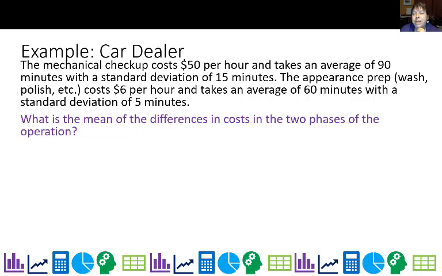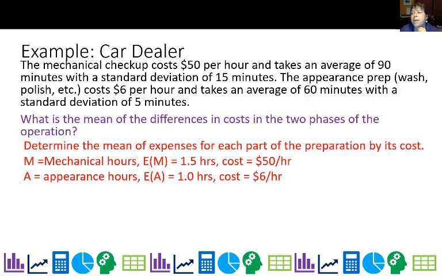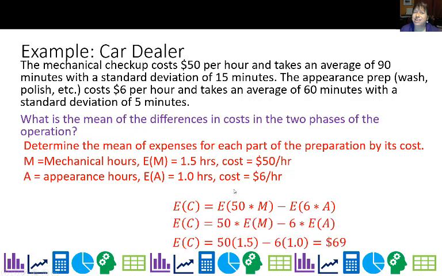All right, what is the mean of the differences in cost in the two phases of the operation? So again, our expected value in hours is 1.5 hours, and the cost is 50. And my expected value for appearance is 1 hour with a cost of 6. Because I'm doing the expected difference in cost, I have to find the expected values for the cost and subtract those. So this one's pretty easy, right? Expected values are always pretty easy.